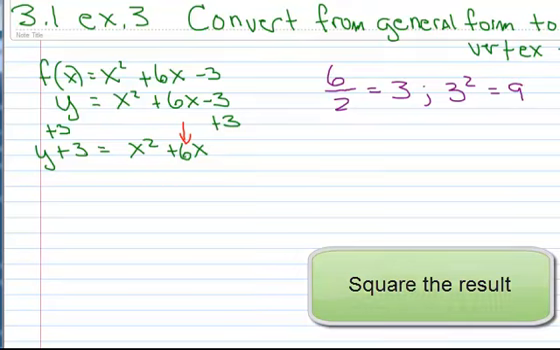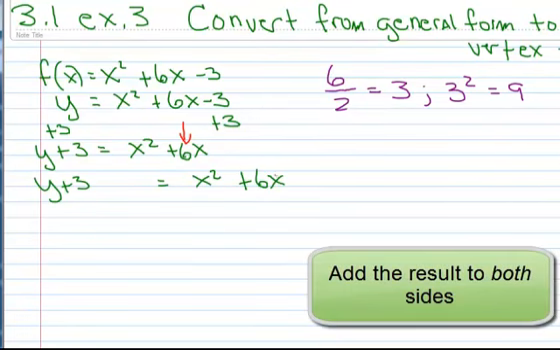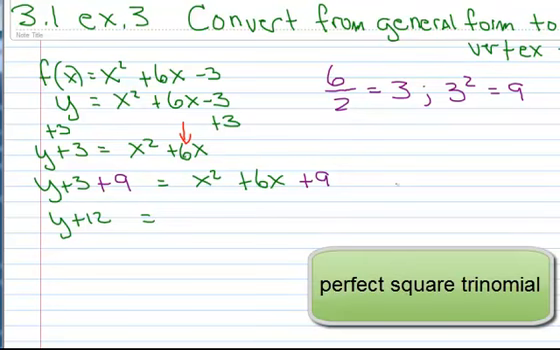So once I do that step, now I want to come back and I want to add that to both sides. I'm going to switch colors here a minute. So, purple. We add the plus 9 to the left hand side, we add the plus 9 to the right hand side. So now the left hand side becomes y plus 12, and the right hand side, this is what's known as a perfect square trinomial.